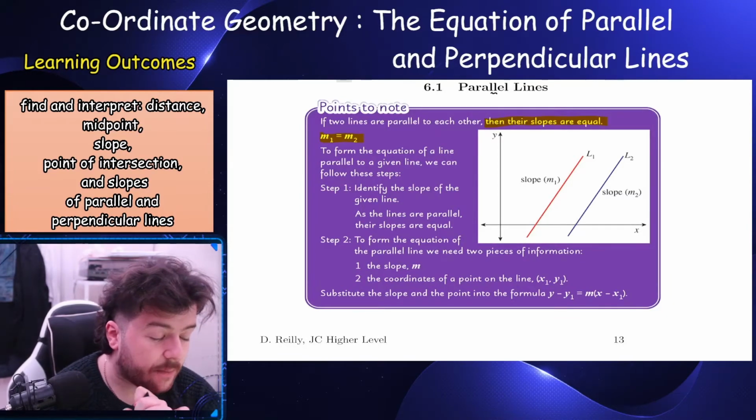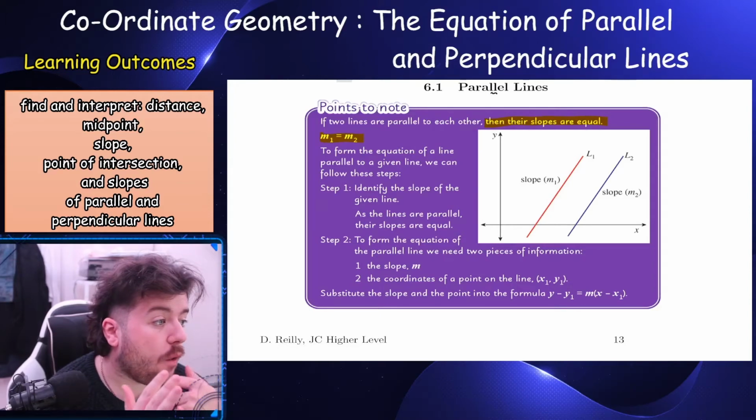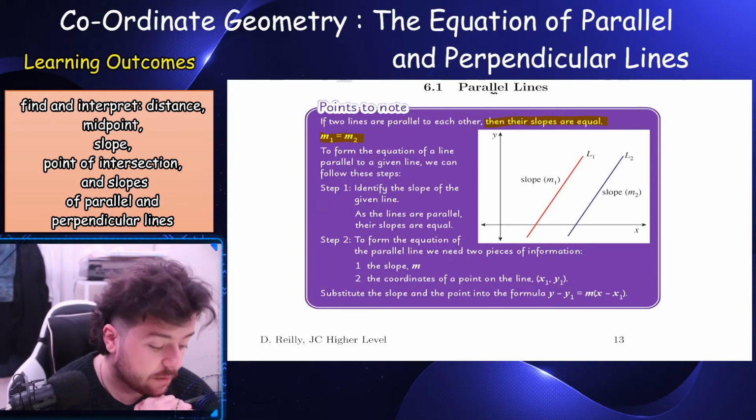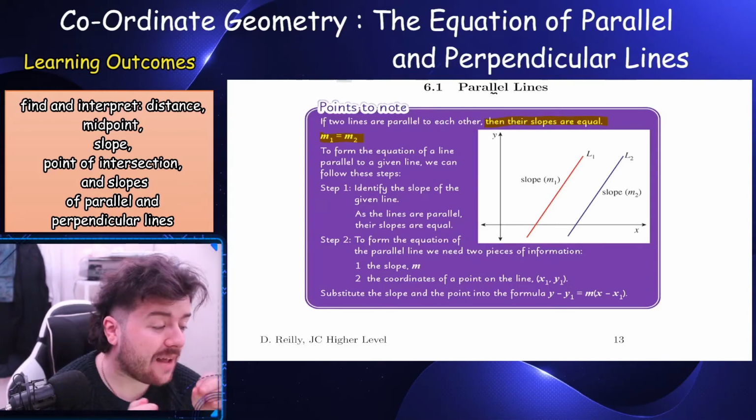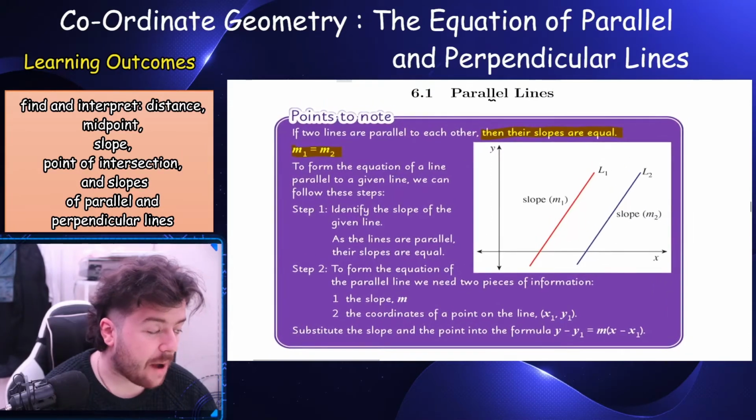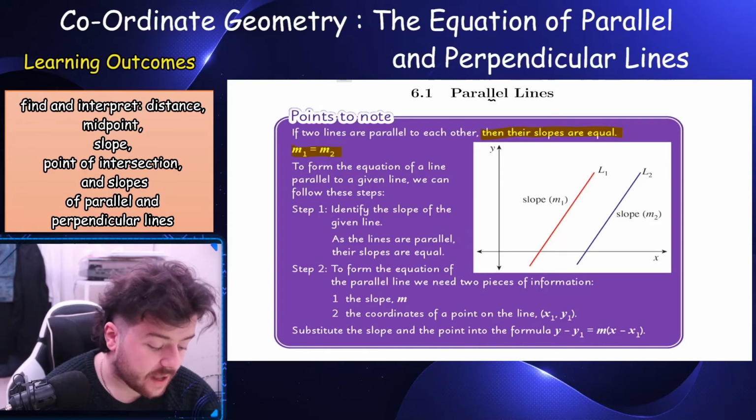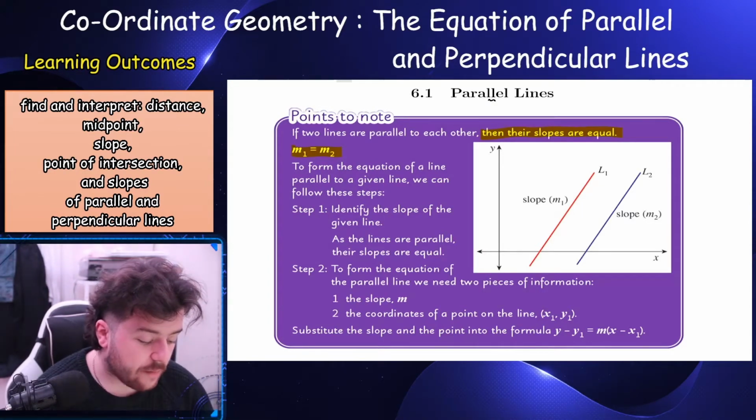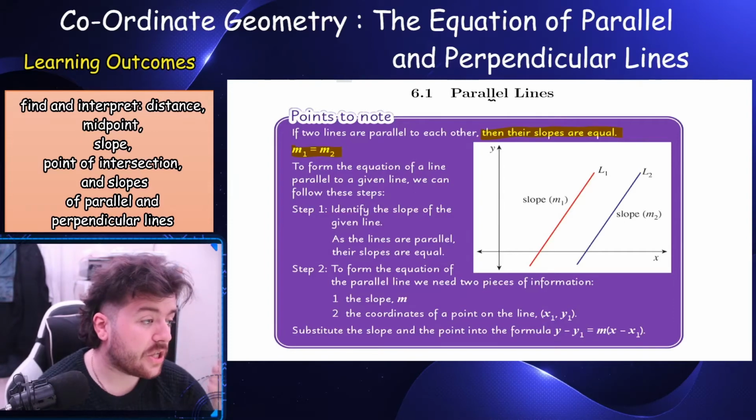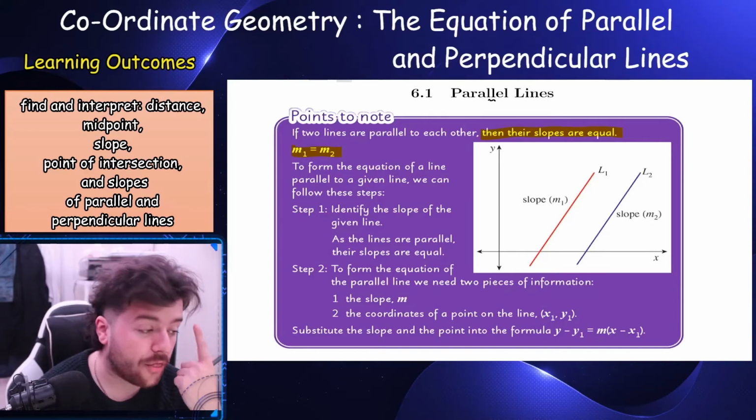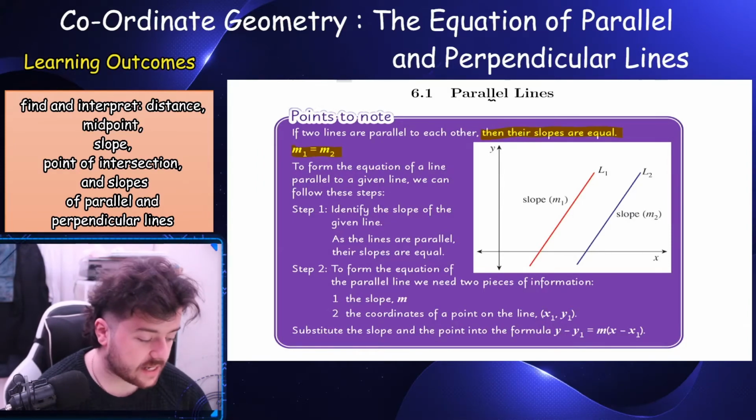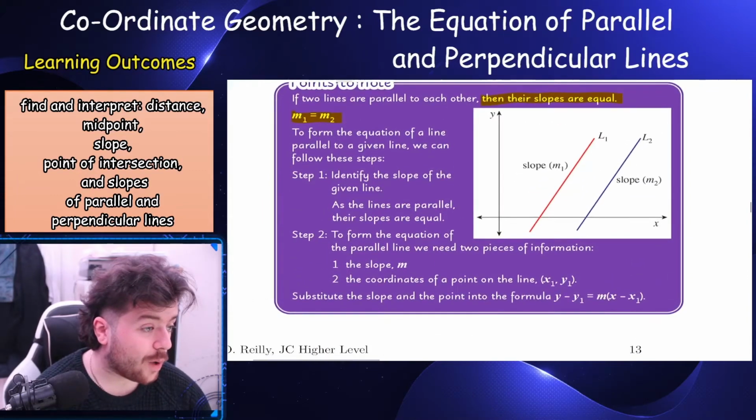So to form an equation of a line parallel to a given line, we do the following steps. The first step is we find the slope of the given line, and then we use the information that they're parallel to find the slope of the line we're creating, right? And then step two, to form the equation of a parallel line, we need two pieces of information. We need the slope and we need a coordinate that's on the line. And then we substitute that slope and point into my formula y minus y1 equals m times x minus x1, which you will learn how to do in my last video.